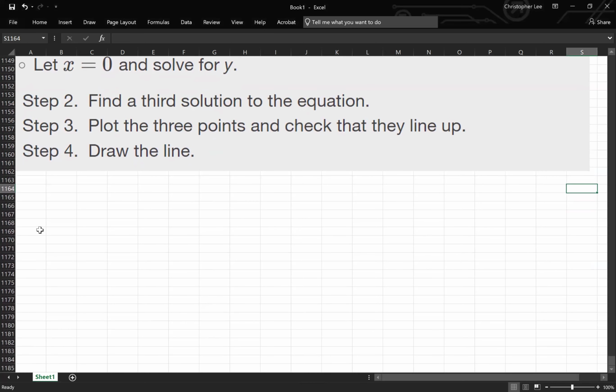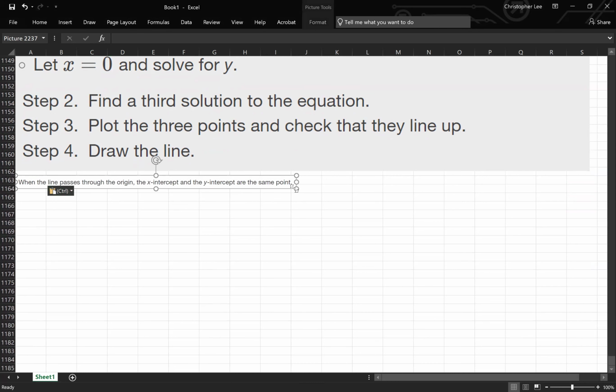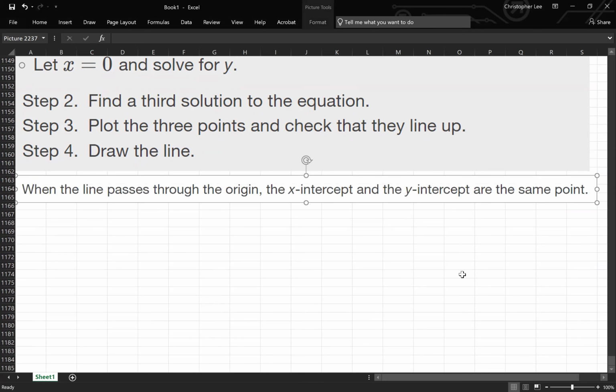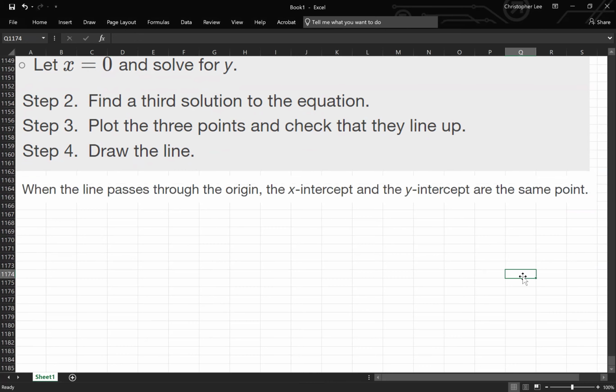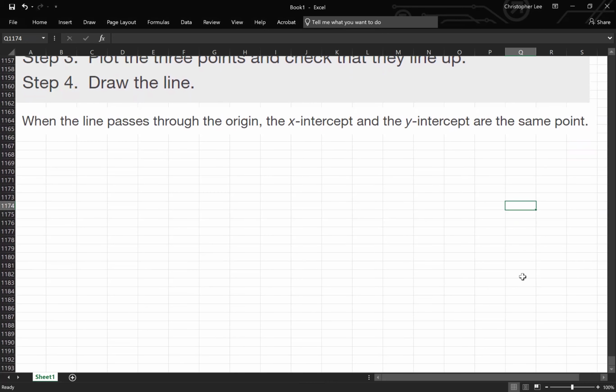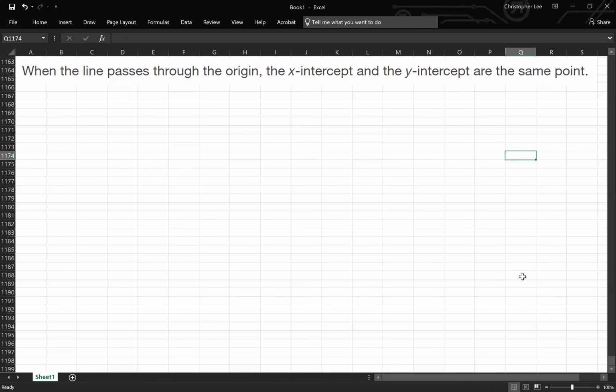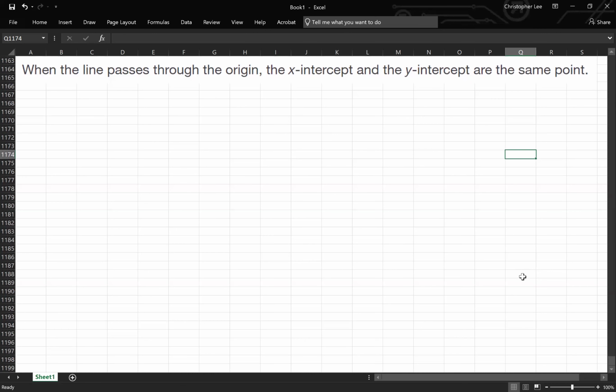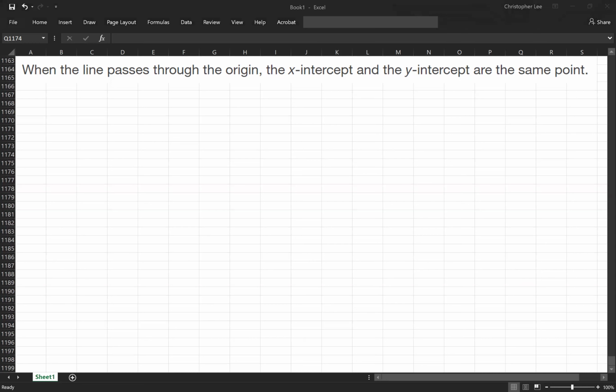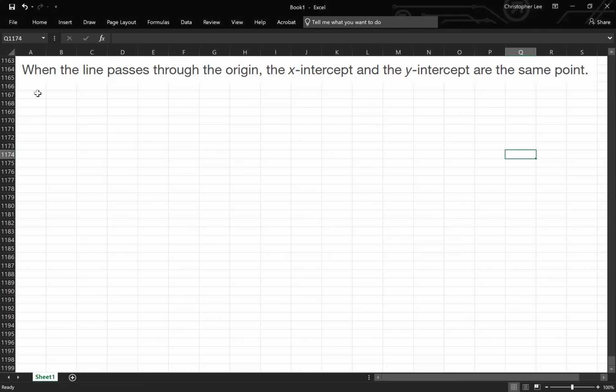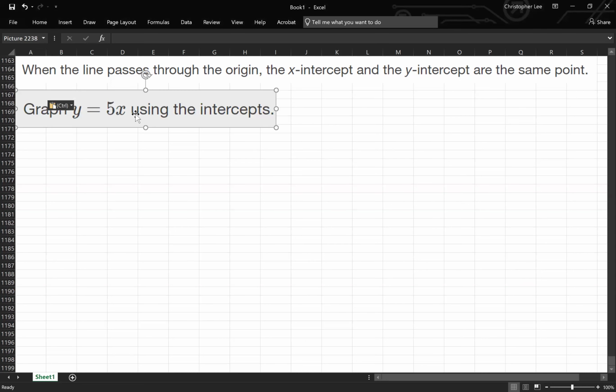So the last example I want to talk to you guys about, not the last thing, but the last example. When the line passes through the origin, 0, 0, the x and the y intercepts are the same point. All right, so check this out.